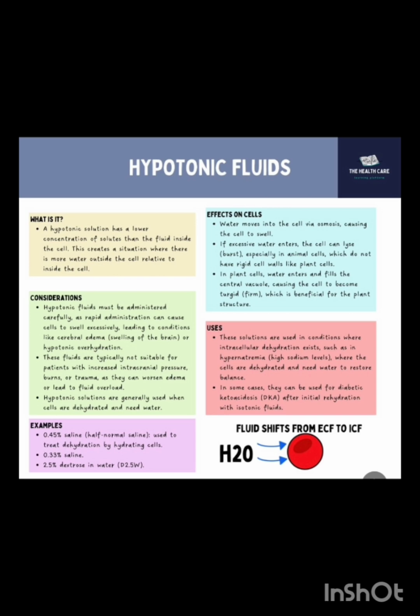Examples are 0.45% saline, 0.33% saline, or 2.5% dextrose in water. Effects on cell. Water moves into the cell via osmosis, causing the cell to swell. If excessive water enters, the cell can burst. In plant cell, we will leave it.